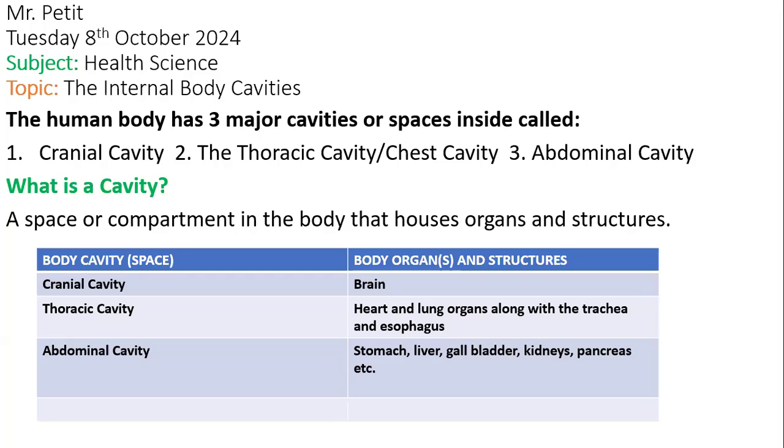What are the organs that we have in the abdominal cavity? Stomach, liver, gallbladder, the kidneys, and the pancreas.